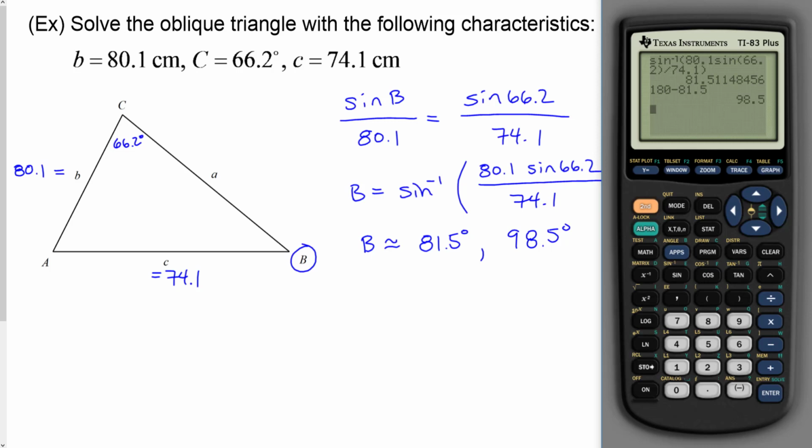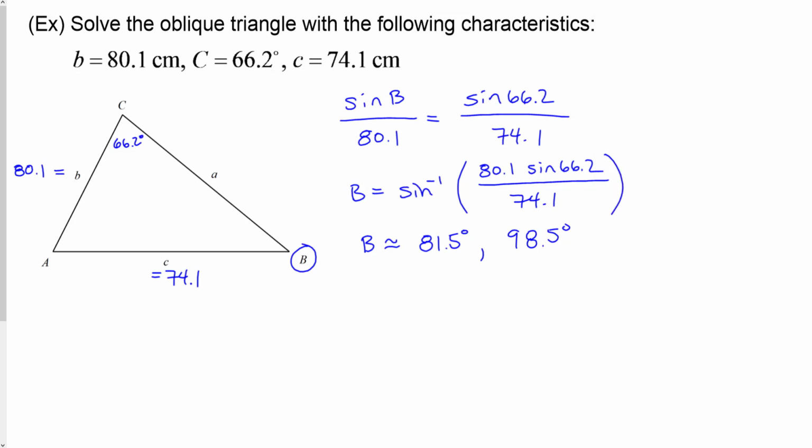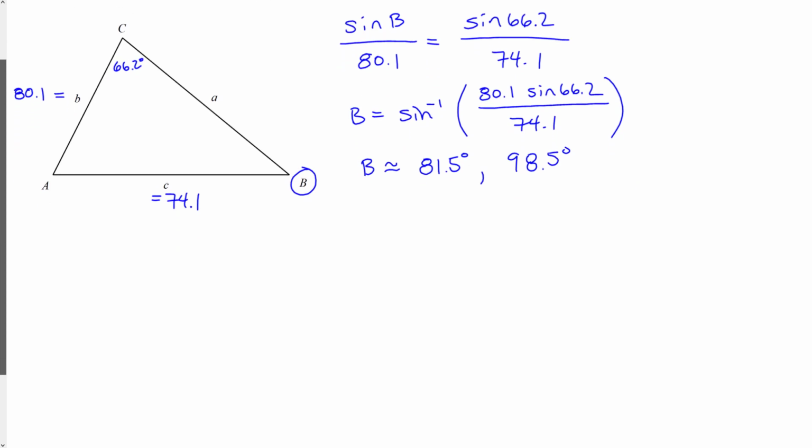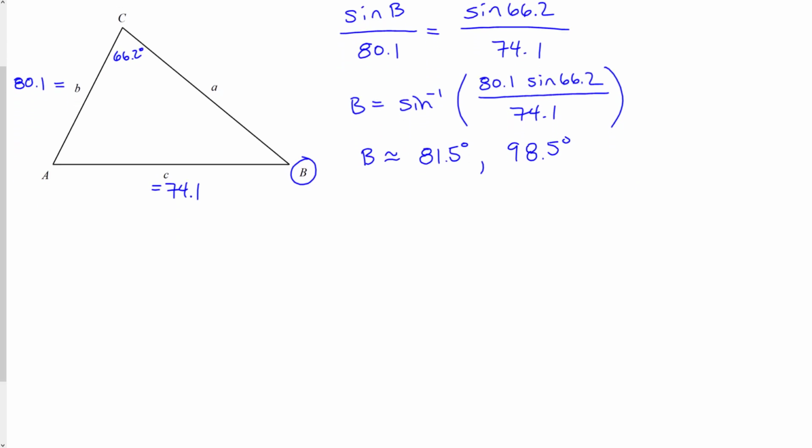And the reason that it could possibly be that is, if you'll notice, if you take 98.5 degrees plus 66.2, that's 164.7, which is less than 180. So there are going to be two different triangles that we can solve for. That's not a big deal. There's more work involved, but it's not hard. So we just come up with the angles and we say, all right, so for triangle 1, we have angle B set to 81.5 degrees.